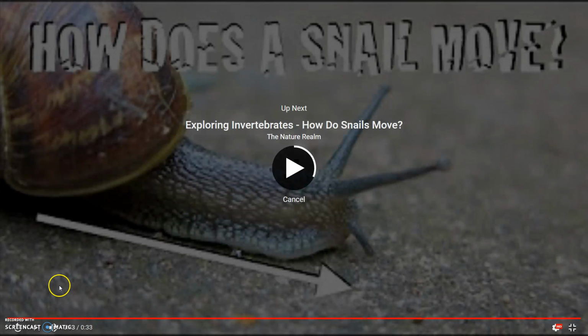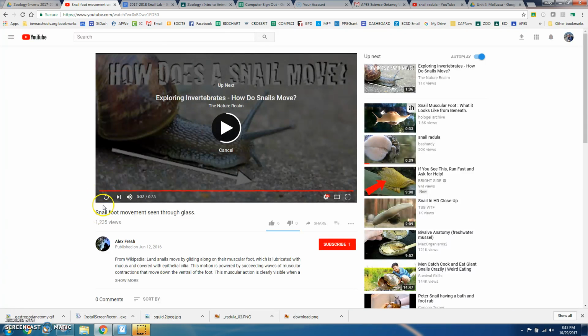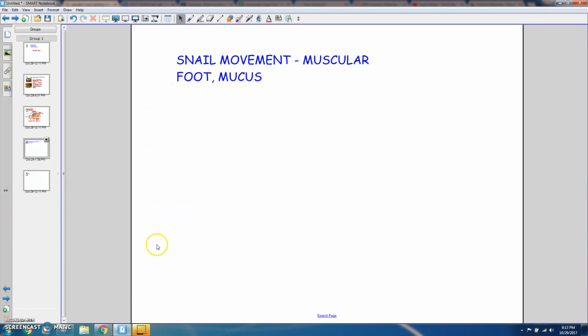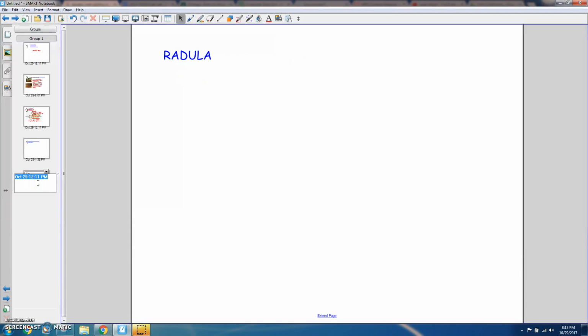Snails have actually been noted to move about on razors, and it's because of their mucus secretions that they are able to do that. So again, they have undulating muscles in their muscular foot, and that coupled with the mucus allows them to glide along and move about and do their daily thing.